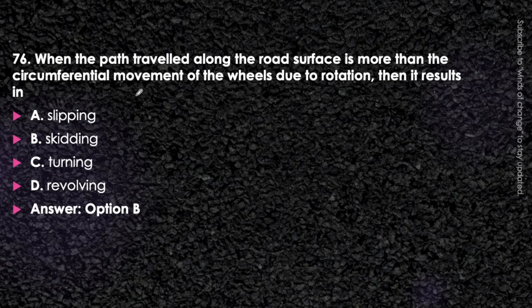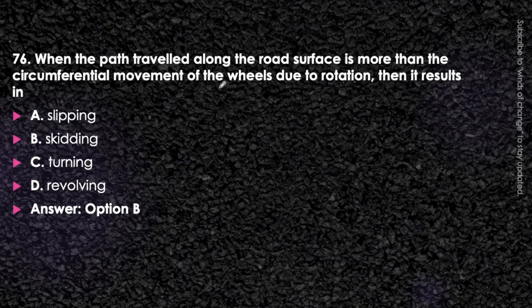But here it is being said that the path traveled along the road is more than the circumferential movement of the wheel. So it is a case of skidding. Can you feel the concept of skidding? When your vehicle is running on the road, then suddenly if you apply the brake, then what will happen?